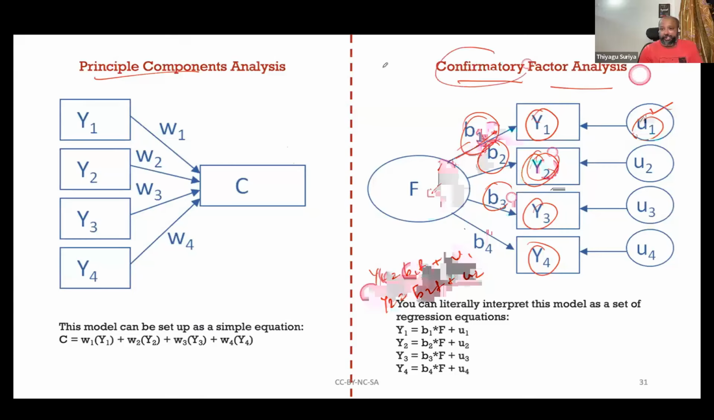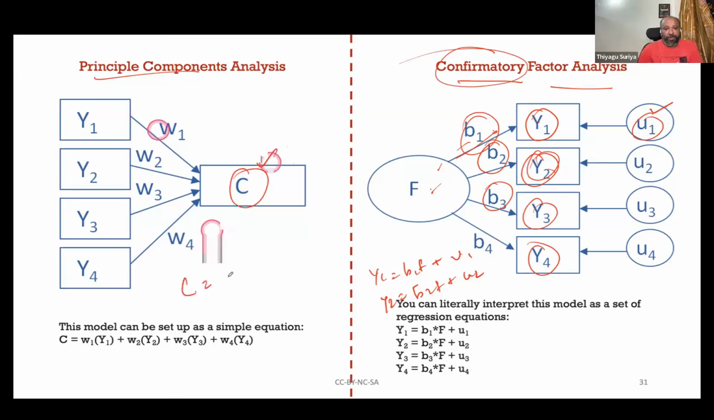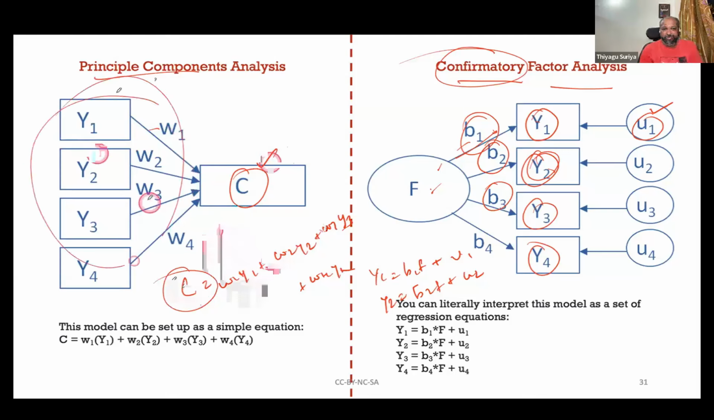It's not confirmatory, it's exploratory. In the exploratory, we need to find this. But in the case of principal component analysis, it will be the opposite, because the component C is derived from these items. Therefore, we can find this component C equals W1 Y1 plus W2 Y2 plus W3 Y3 plus W4 Y4. It looks like a regression equation. The dependent variable is developed from the independent variables with coefficients. This is called principal component analysis.